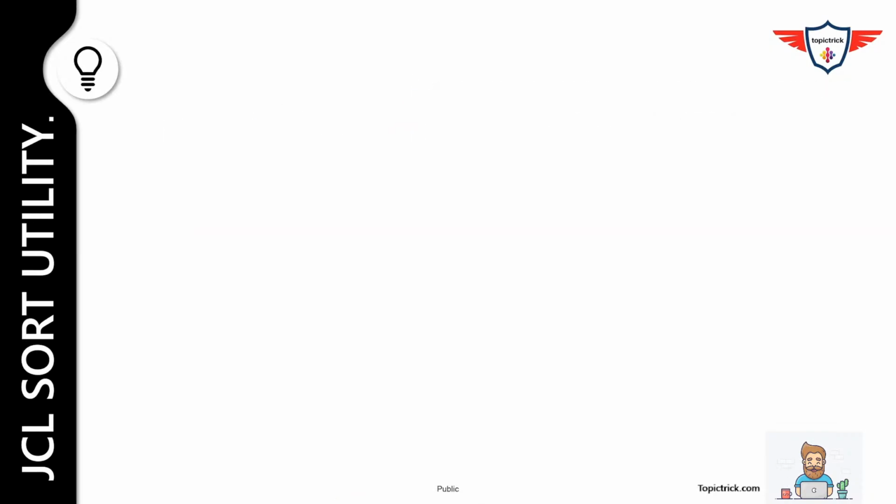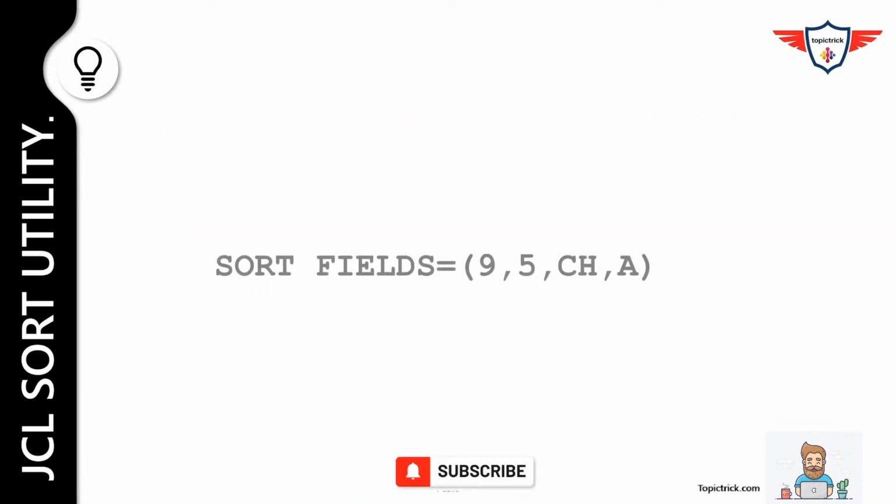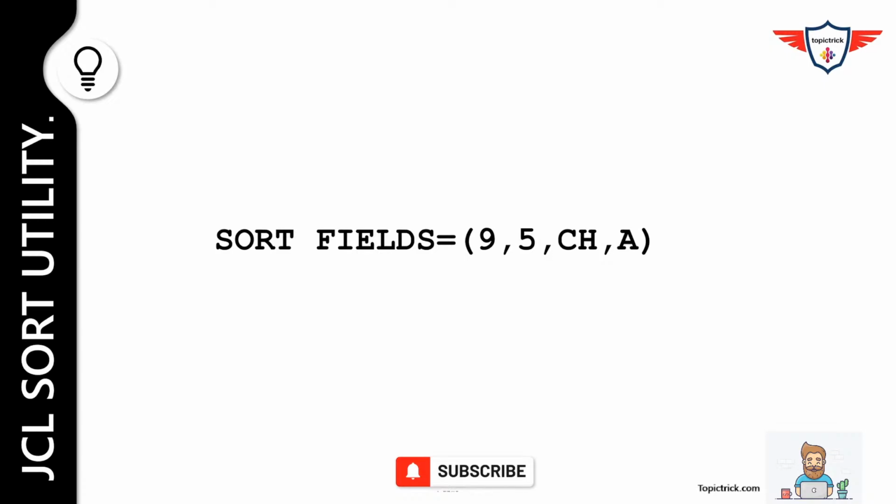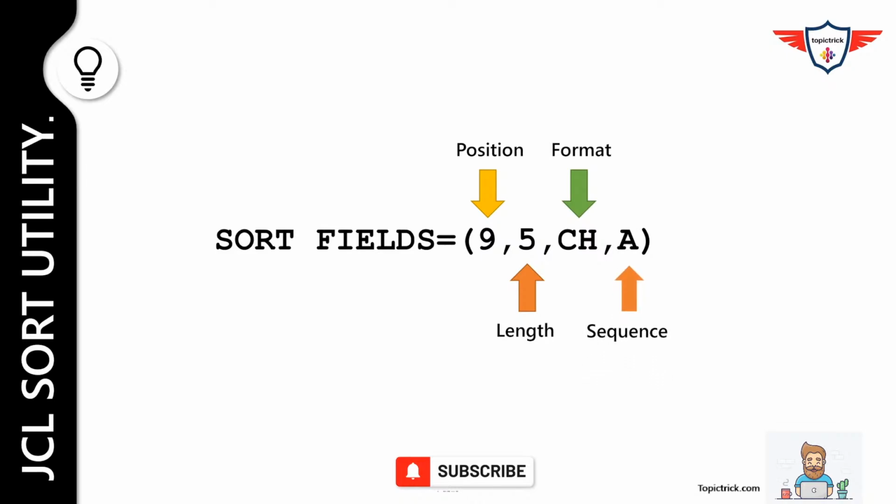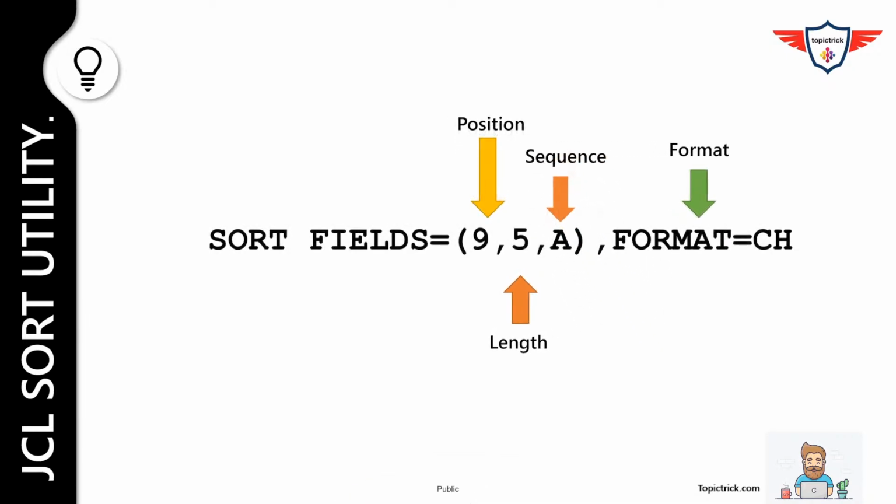Now let me quickly explain the sort card which is used in this JCL. So you have SORT FIELDS, which is a keyword. After that you have an equal sign, and thereafter in simple brackets I've specified the field on which I want to apply the sort criteria. So 9,5: 9 is the starting position of a field in an input file, and 5 is the length of that particular field. After that, I've specified the format of the field, that is CH, that is character, and then I've specified the sorting sequence. So I've used A, ascending.